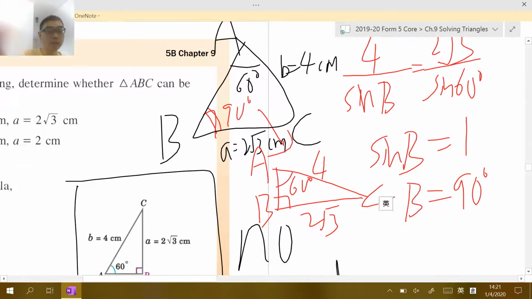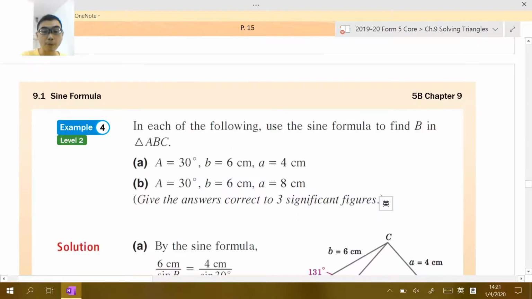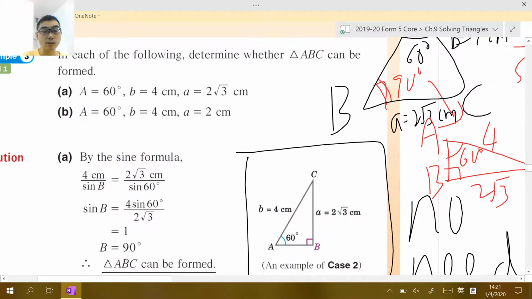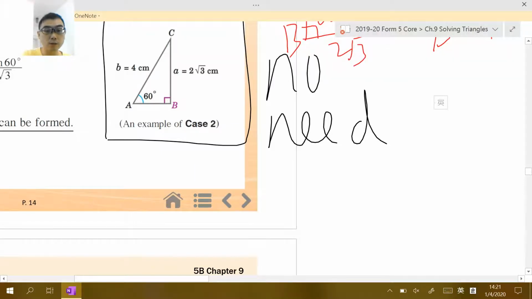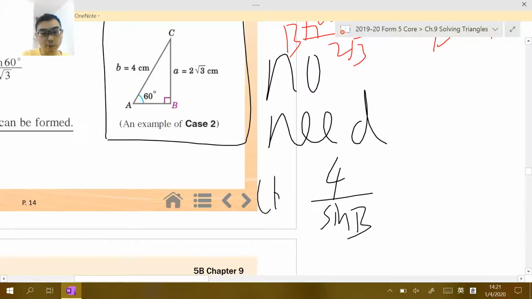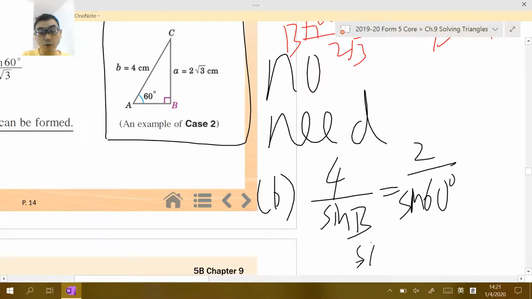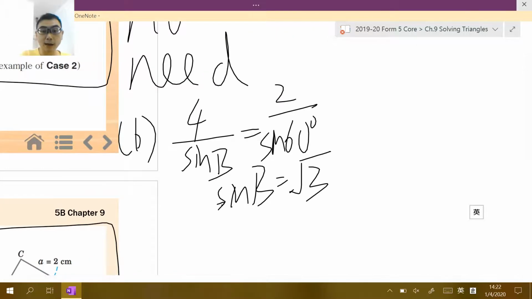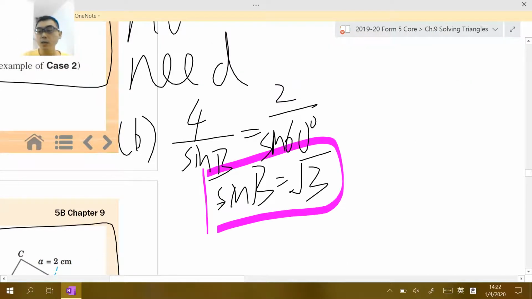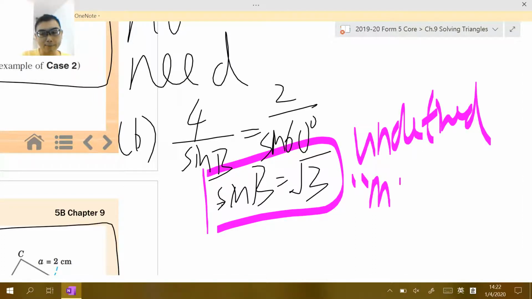But now I would like to give you another example so that you will understand what is going on. For example, here I give you 60, 4, and 2. This time, once again, we have to work the formula: 4 over sin B equals 2 over sin 60. But this time you can see that what you get for sin B becomes the square root of 3. But you know that the square root of 3 is over 1. So this will make it undefined, because you cannot have sin B equal to the square root of 3. So this will give you undefined, or the calculator will show you a math error.